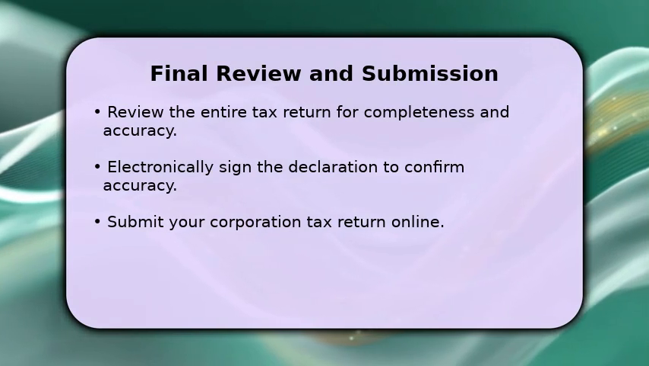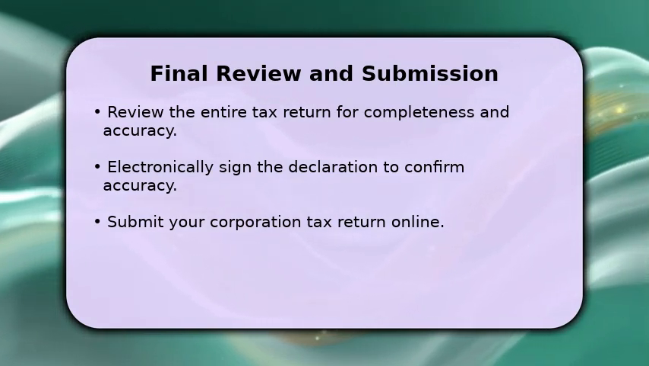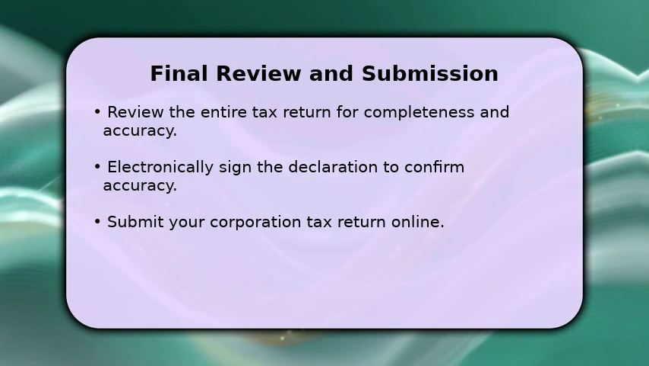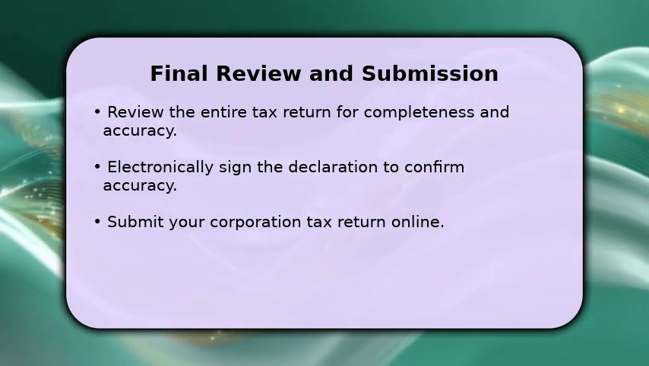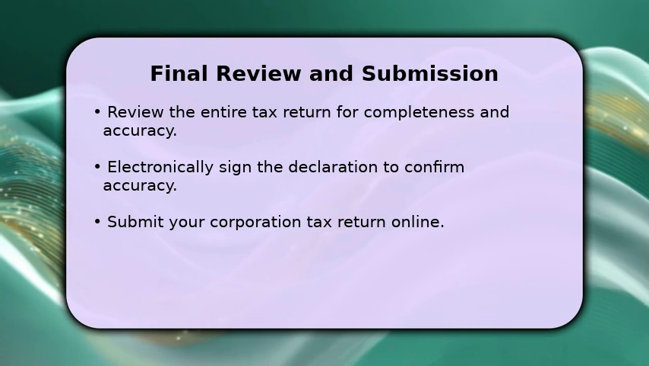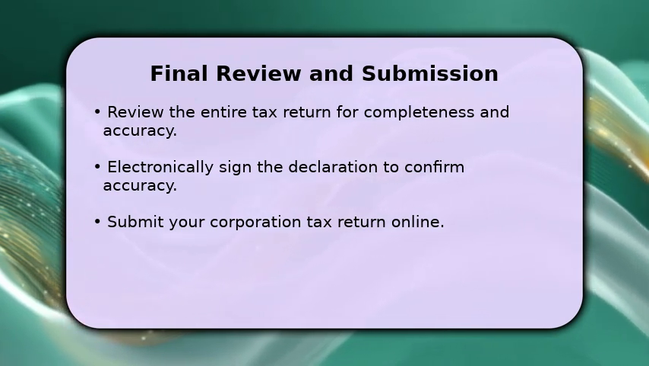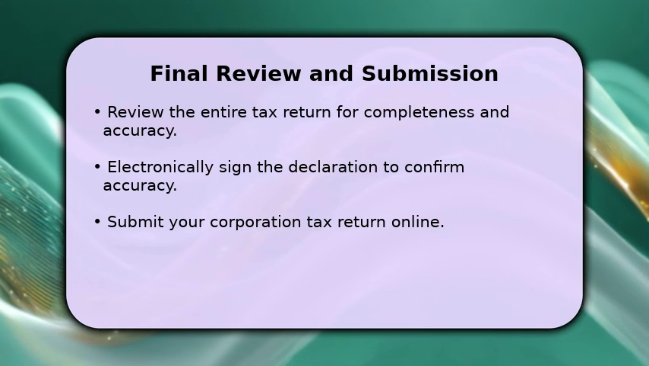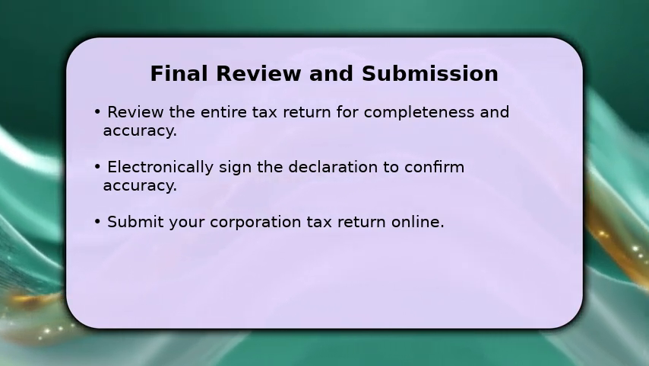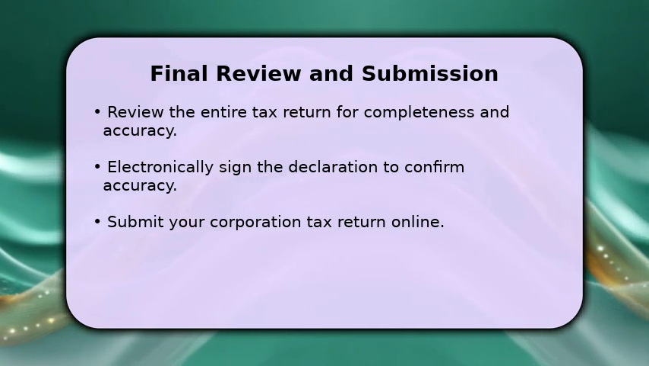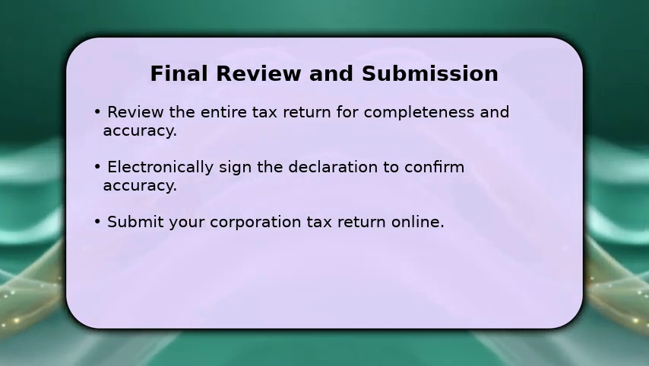Before submitting, take a moment to thoroughly review your entire tax return. Confirm all sections are complete and all figures are correct. Once satisfied, you'll need to electronically sign the declaration, confirming the information is accurate to the best of your knowledge. Finally, click the Submit button to send your corporation tax return online. You'll receive a confirmation.